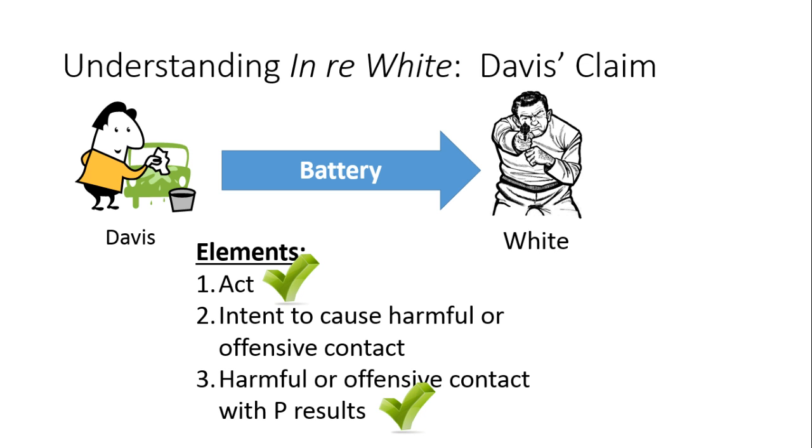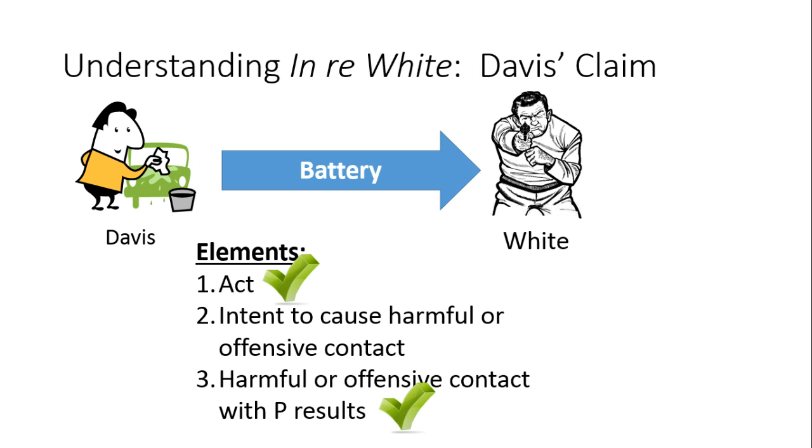Well, let's think about that for a moment. Was it White's purpose to cause harmful or offensive contact to Davis? Was it his desire? Well, that's no. Here, the only undisputed argument we basically have is that his desire, if to cause harmful contact, if anyone, it was with Tipton.